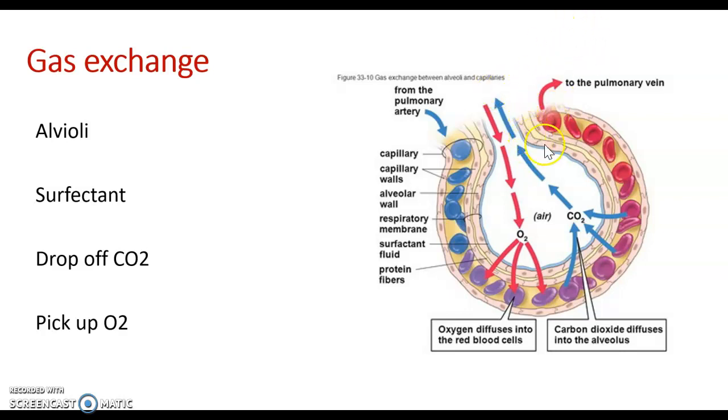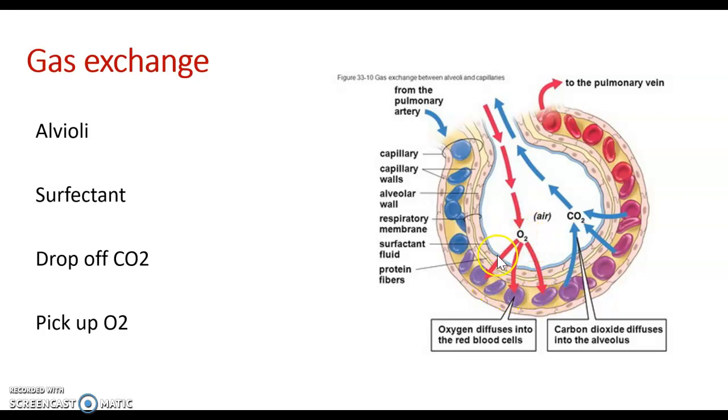So here's the layer of squamous epithelial cells that make up the outside layer of the alveolus. And here's the layer of squamous epithelial cells that make up the capillary that's moving blood through the lungs. And remember, this is the blood going through the pulmonary circuit to the lungs. So low oxygen blood is going to be coming to the lungs and being pumped through those capillaries.